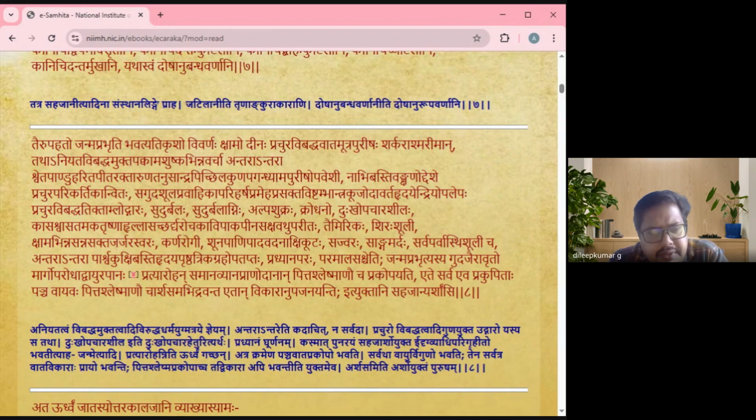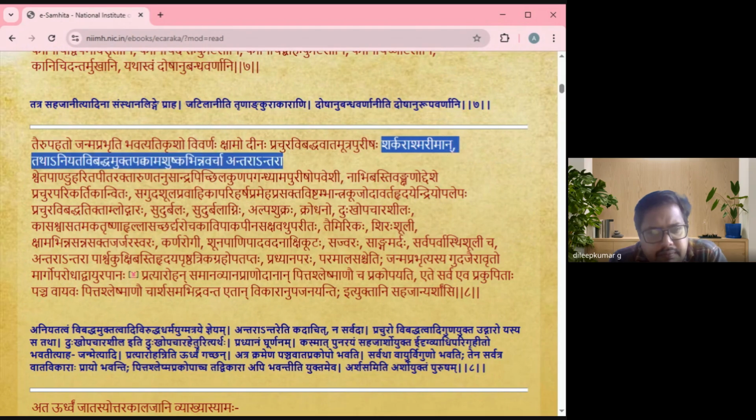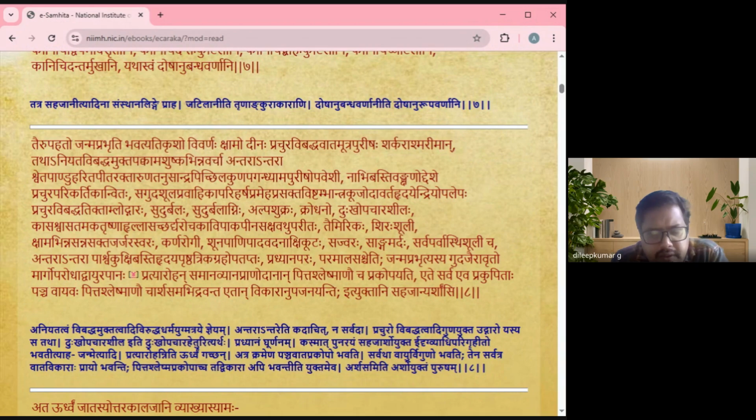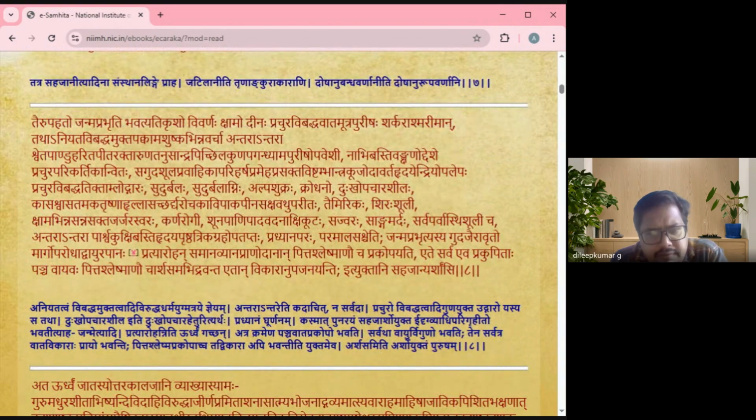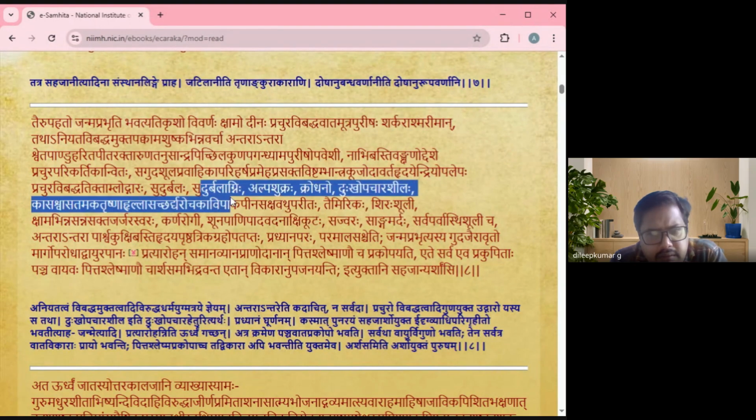The Sahaja Arshas patient, right from birth, will be Atikrusha, Vivarna, Shama, very delicate or looking unhealthy. Shama means unhealthy. He is Dina, always associated with constipation, oliguria, and renal calculi, Sharkara, Ashmarin. He may be associated with many diseases, like Timira, refractive errors. He may have Alpa Shukra and Durbala Agni.